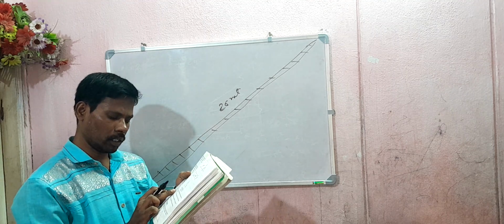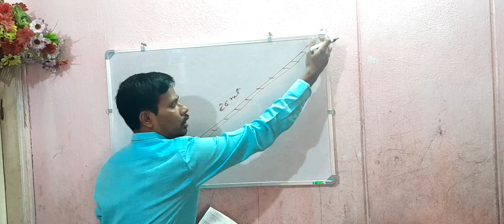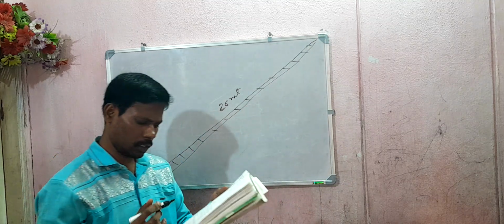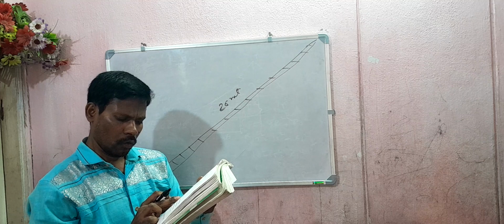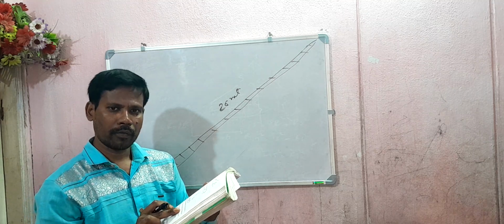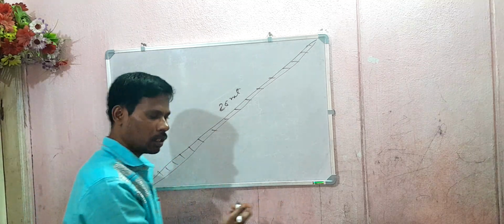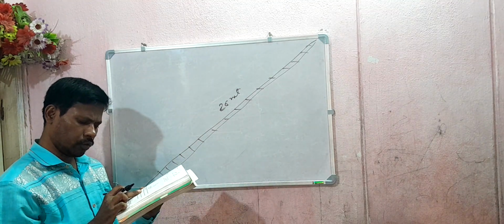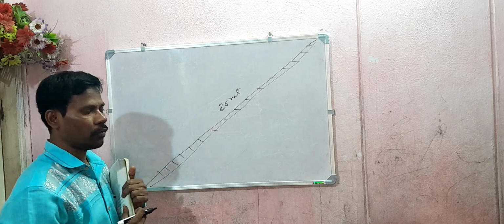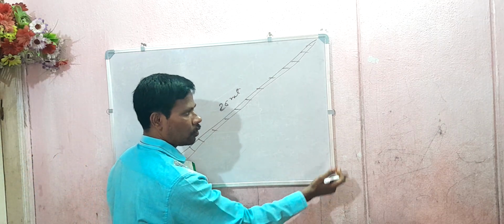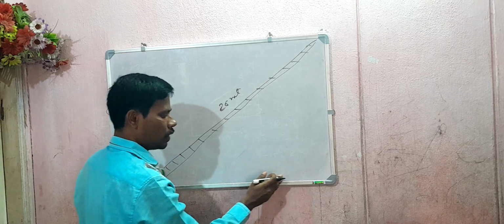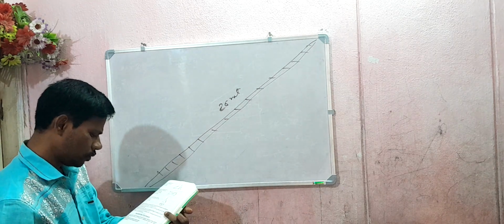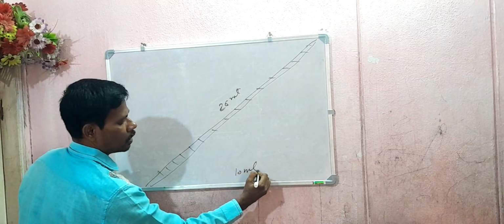A ladder 26 meters long rests against a vertical wall. Do you think that this is a vertical wall? Wall means this is a wall. Just imagine. With its foot 10 meters away from the wall. What do you mean by foot? Foot means like our feet. With its foot 10 meters away from the wall. Away from the wall means this is the wall, no? From here to here, what is the distance it is giving? 10 meters. She is staying 10 meters away from the wall.